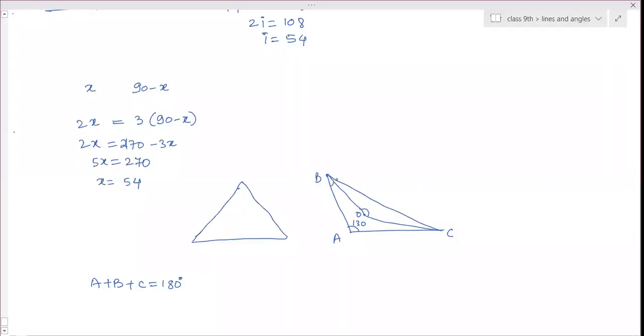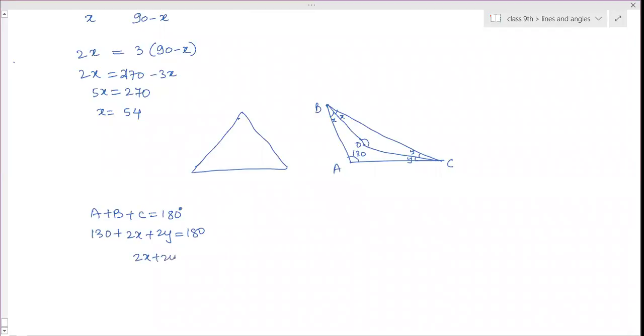Yes, ma'am. This is considered as x and x, and this is considered as y and y, because these are bisectors. So A means 130, B is 2x, and C is 2y, equal to 180. So 2x plus 2y is equal to 50. Is it clear? Yes, ma'am. So what is x plus y equal to? 25. So in triangle BOC, x and y sum is 25.